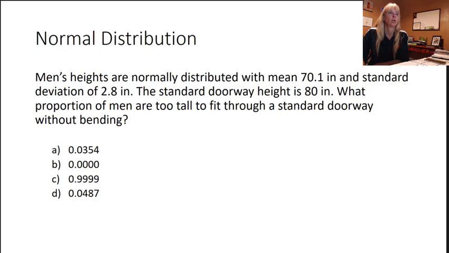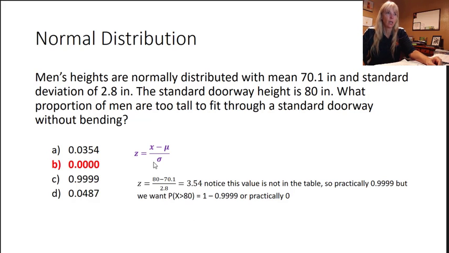Normal distributions. Men's heights are normally distributed. Z-table, you got your Z-table? I got my Z-table right here. You thought I didn't have it, huh? Right there it is. In fact, I got 2 of them. All right, heights are normally distributed with a mean of 70.1 inches and a standard deviation of 2.8. The standard doorway height is 80 inches. What proportion of men are too tall to fit through a standard doorway without bending?